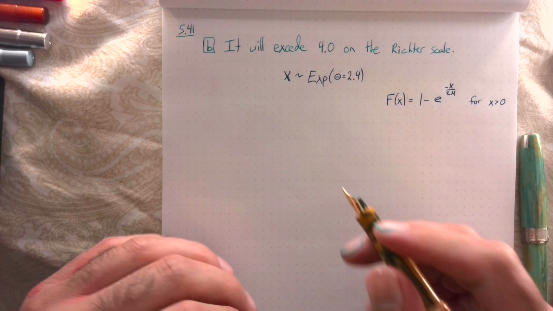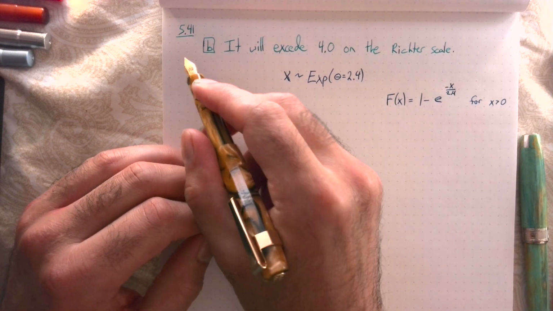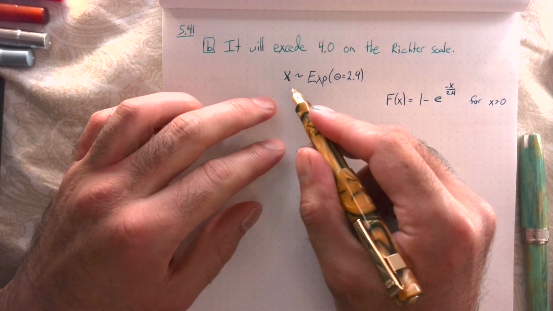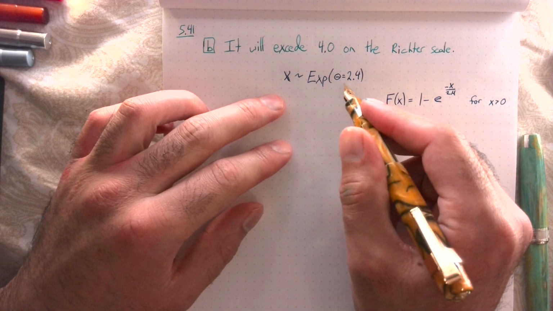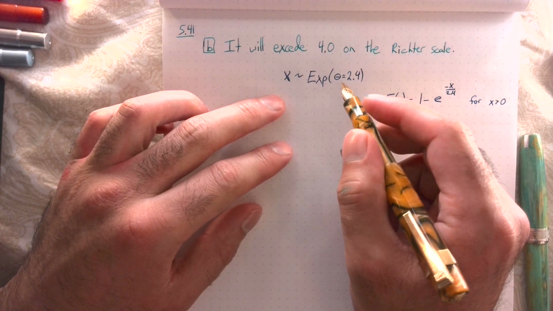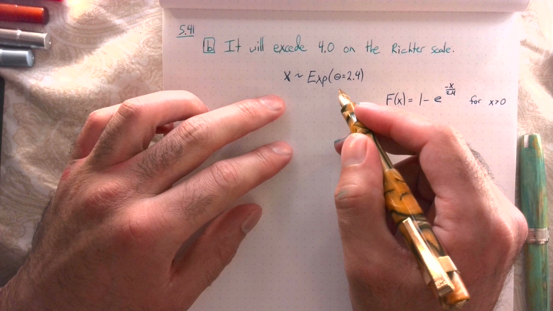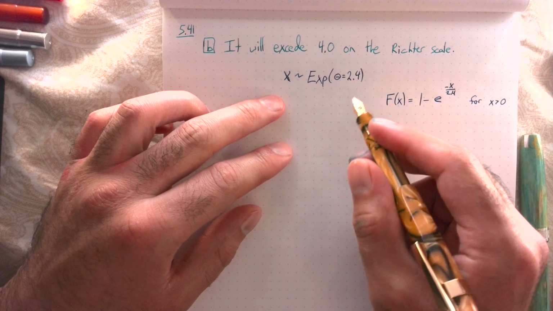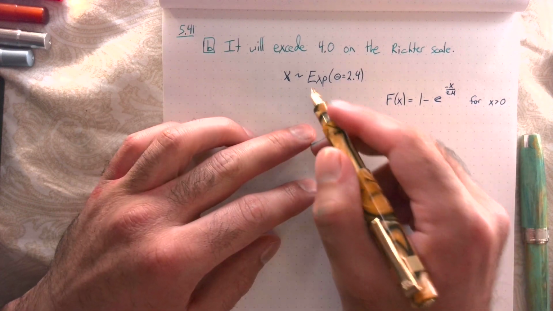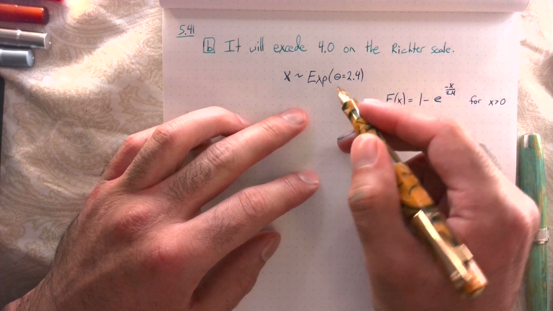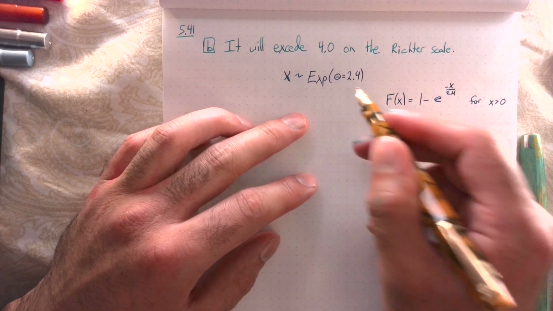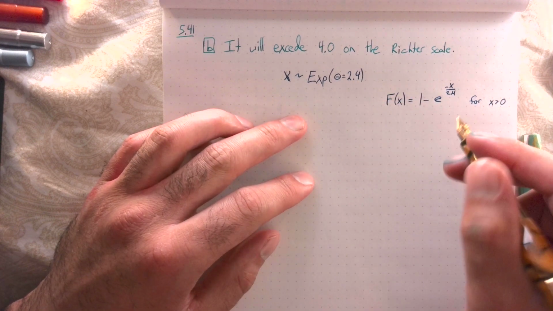All right, so this is part B of 5.41. So we had an exponential random variable that's representing the earthquake magnitude of a particular earthquake, and it's modeled by an exponential distribution with parameter theta equal 2.4, which is also the mean.